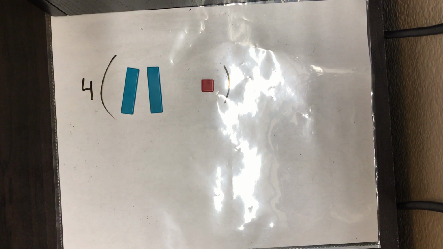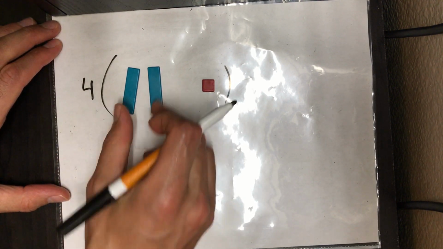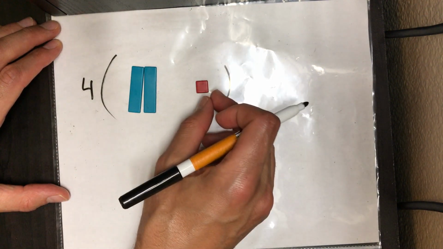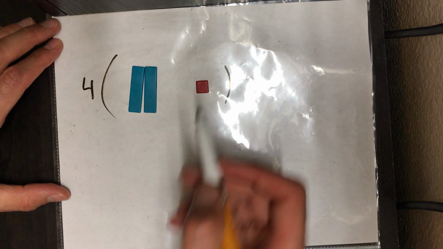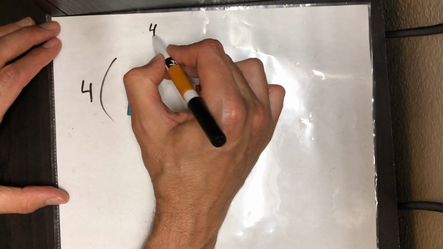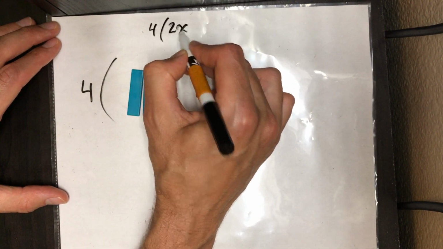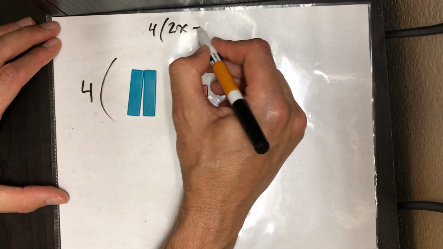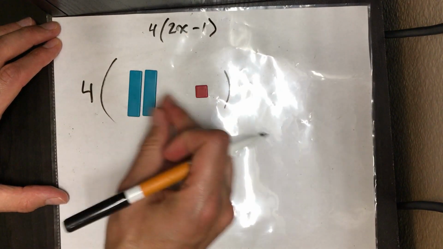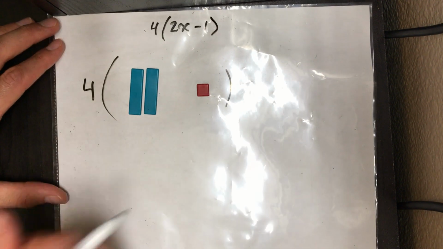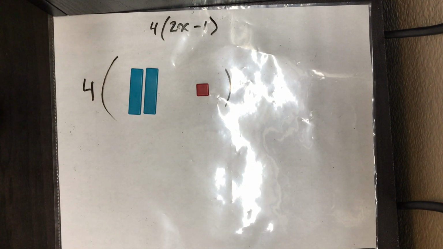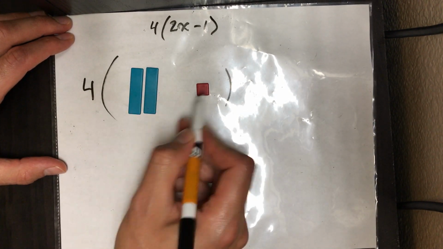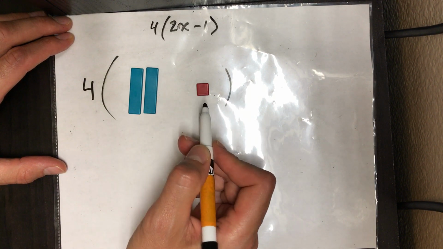Okay, so if we're saying 4 groups of 2 x's and 4 groups of -1, how would we write that algebraically? I'm going to write that up here. 4 groups of 2x minus 1. 2x minus 1, there it is. Okay, now look, there's a way that we can rewrite this. If we're going to think we've got 4 groups of everything that's in here, 4 groups of that.